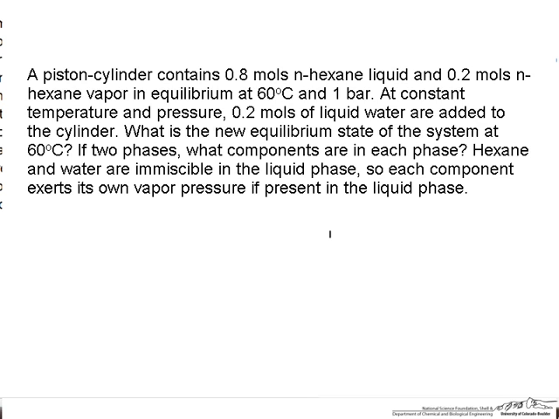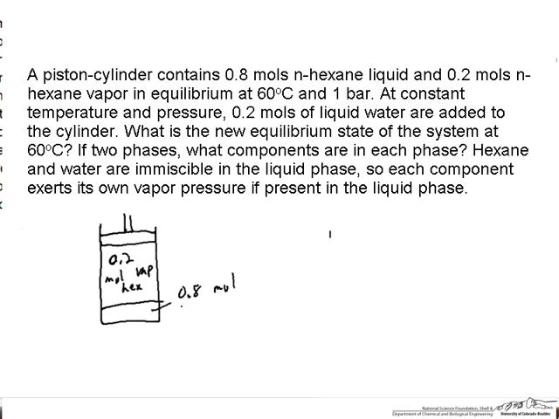And we'll start by just sketching out what the problem actually involves. It's a piston cylinder that initially contains hexane in both the vapor and the liquid phases. So 0.2 of a mole of vapor hexane and 0.8 of a mole of liquid hexane. And then we're going to add some water to it at constant pressure. And we want to know what's going to happen to the phase equilibrium.